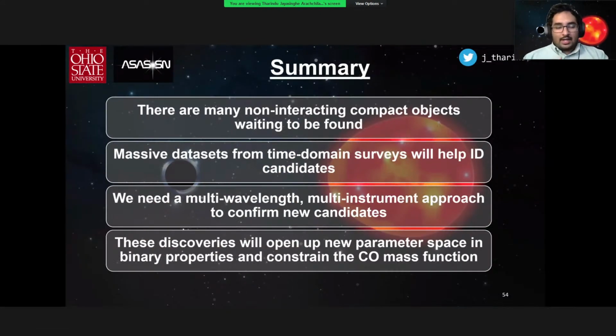And on that note, I will end my talk with a summary. So in short, the few takeaways from my talk are that there are many non-interacting compact objects waiting to be found, and we can try to find them using massive data sets from time domain surveys, which can help us identify candidates. But we need a multi-wavelength, multi-instrument approach to actually confirm them. In the end, these discoveries will open up new parameter space in binary properties and help us understand the compact object mass distribution, massive stars, etc.